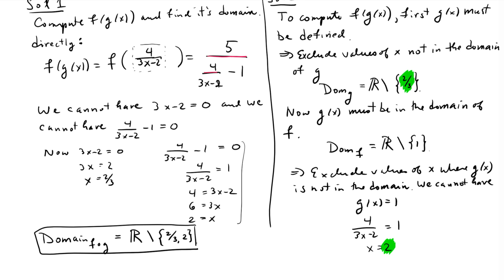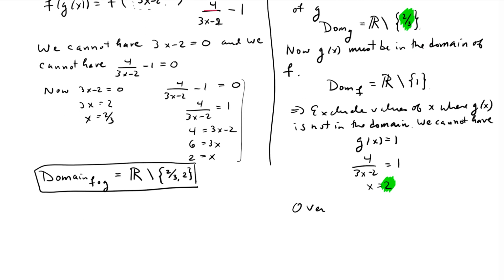So overall, the domain of f dot g is going to be all real numbers, and then I exclude the values I just found. So I found what I found. I need to exclude 2/3 and 2. So of course I get the exact same answer as before.